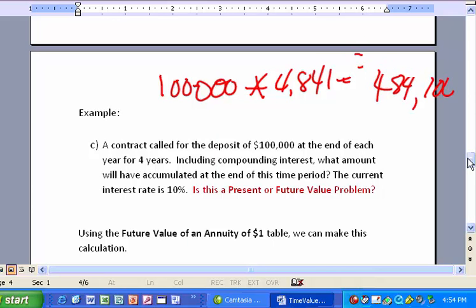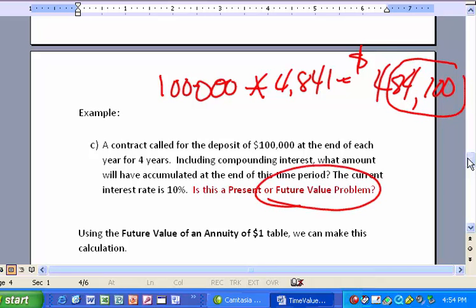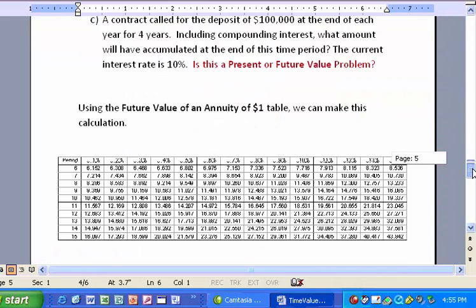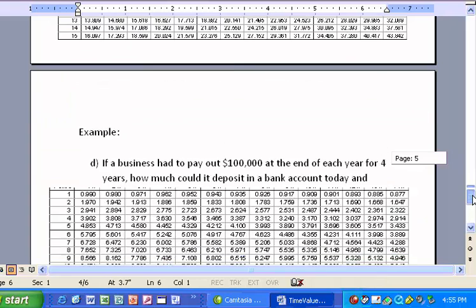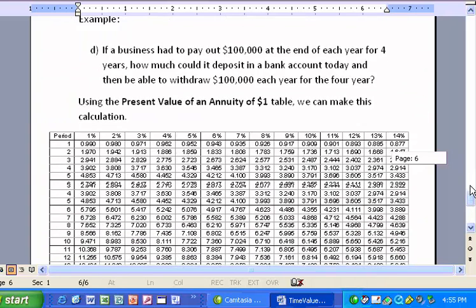$484,100. So if we put in $100,000 every year for 4 years, the checkbook value will be $400,000, but the $84,100 represents the compound interest. So if we want to know what it's going to be, $100,000 every year for 4 years, it's going to grow to $484,100.